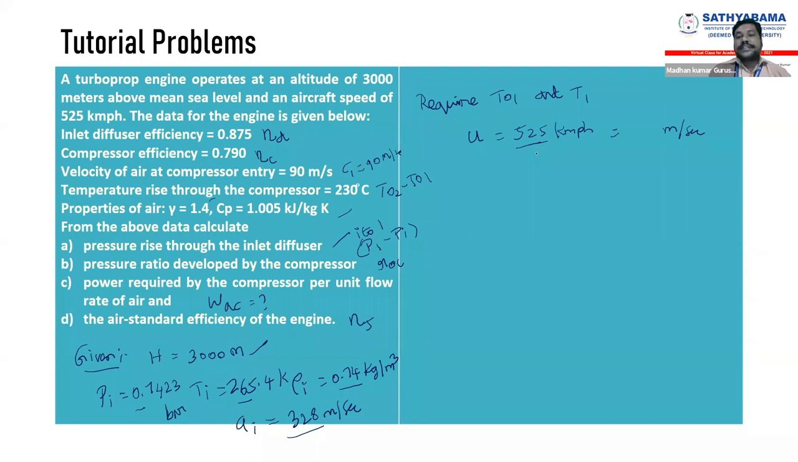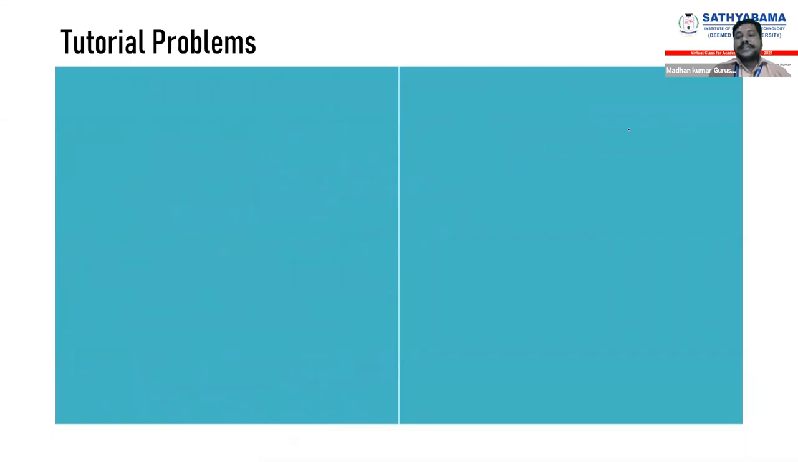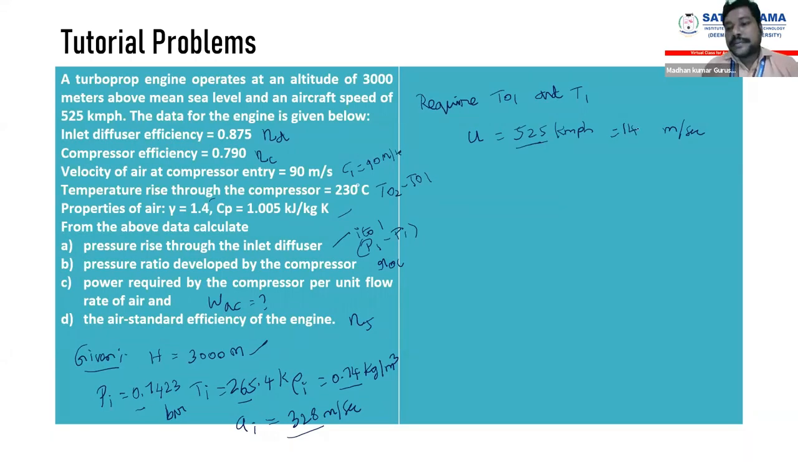What is the answer? 145.833. Very good, Bhagirat. So 145.83 meter per second. That is your velocity. Now, what you have to find is Mach number. So what is your Mach number? It is U by A, right?